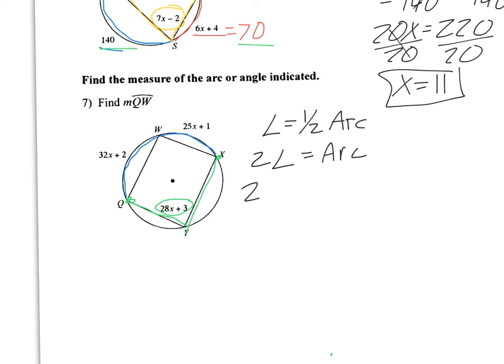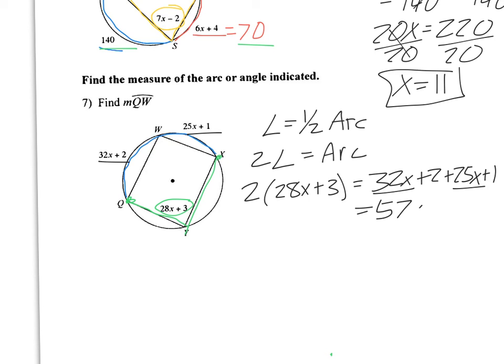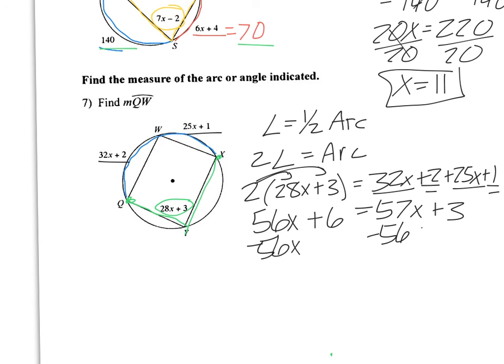So twice the angle, 28x plus 3, has to equal the arc. Now the arc is both of these added together: 32x plus 2 plus 25x plus 1. If I add those, that gives me 57x. 2 plus 1 is 3. If I distribute here, that gives me 56x plus 6. So I'm going to subtract 56x from both sides. So 6 is x plus 3, subtract 3, and then I get 3 is x.